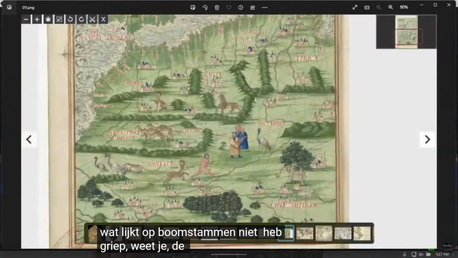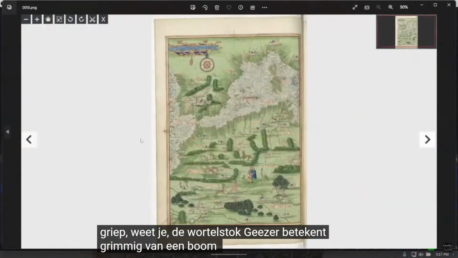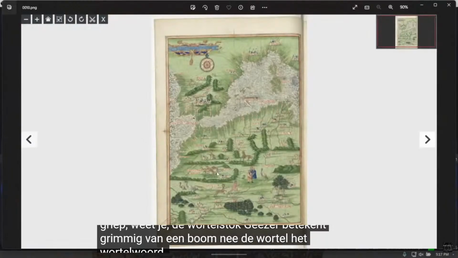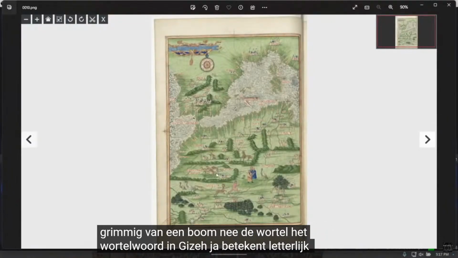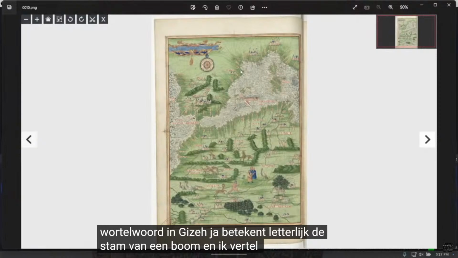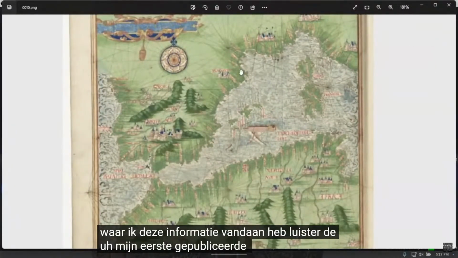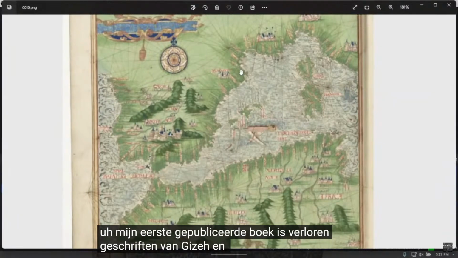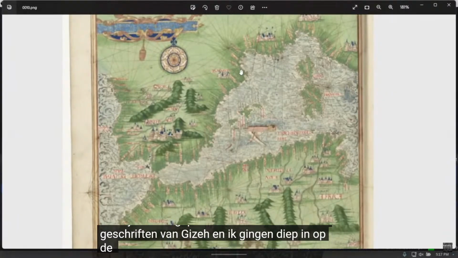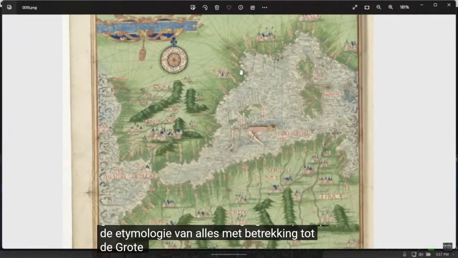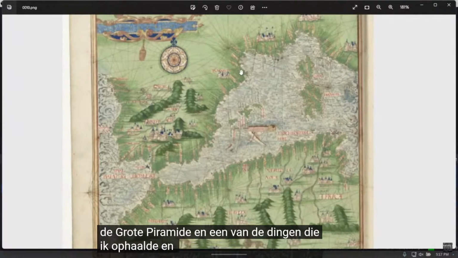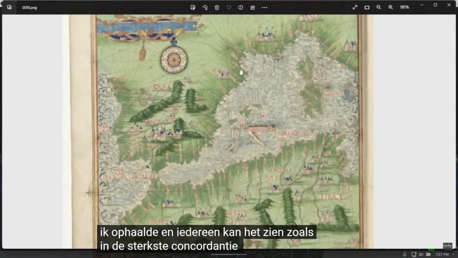You know the root in Giza means stock of a tree? No. The root word in Giza literally means the stock of a tree. Oh, isn't that interesting? And I'm telling you now where I got this information. Listen, my first published book is Lost Scriptures of Giza, and I went deep into the etymology of everything related to the Great Pyramid. And one of the things I pulled up, and anybody can see it, is in a Strong's Concordance of the Bible.